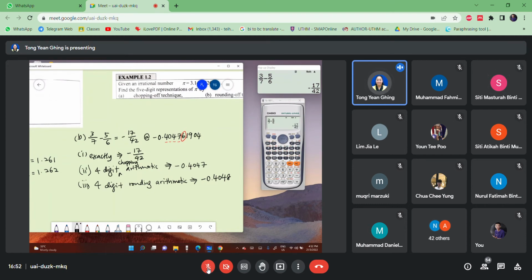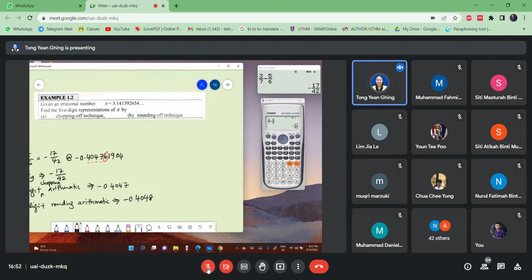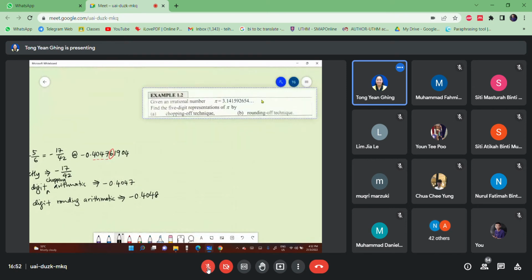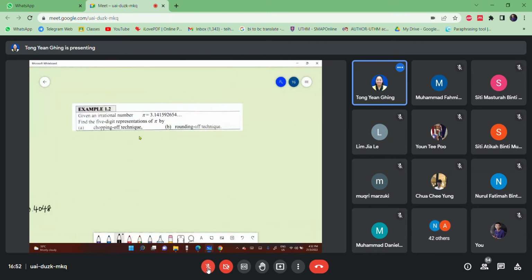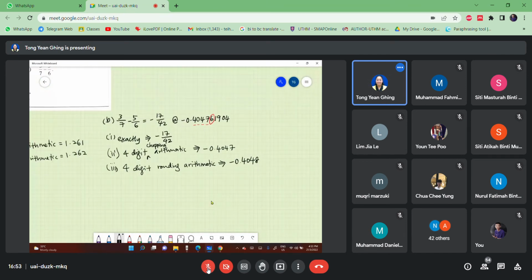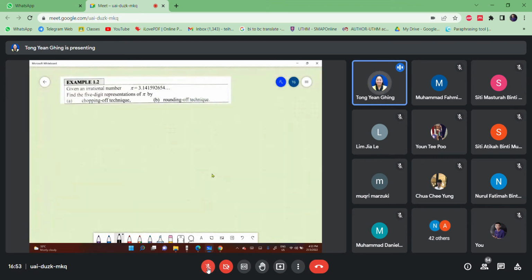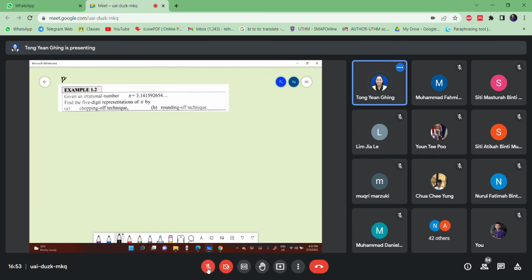Okay, now we move to another example. Example 1.2. Sekejap saya gerak ke sana. Ada yang nak copy ke? Tak ada? Assume tak ada eh? If I'm too fast, you let me know, okay? Okay, now we move to example 1.2. This example 1.2 is actually in page 5 in that book.